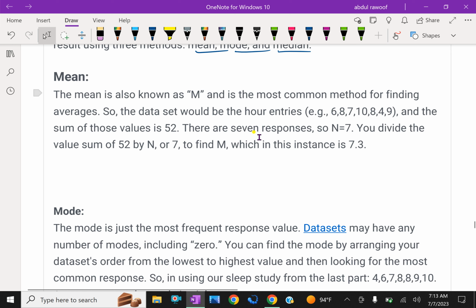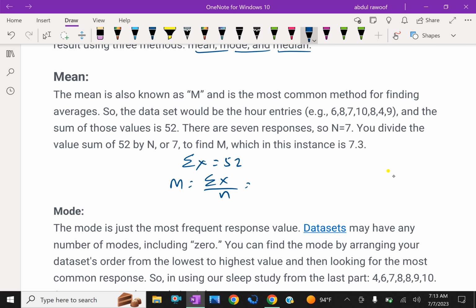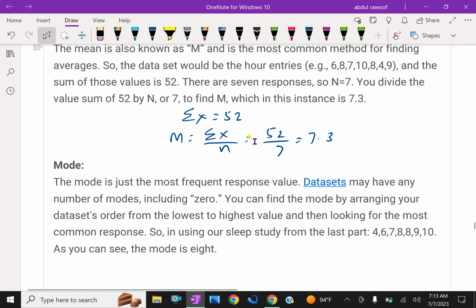So the data set has the entries 6, 8, 7, 10, 8, 4, 9, and the sum of those values is 52, that is sigma x is 52, adding all the numbers given. There are 7 numbers, therefore the mean equals sigma x over n, which is 52 by 7, which is 7.3. That is the mean of these entries.